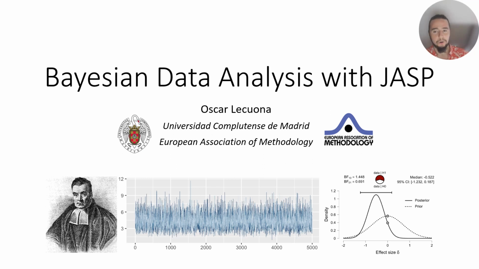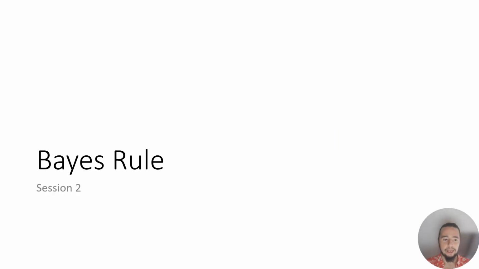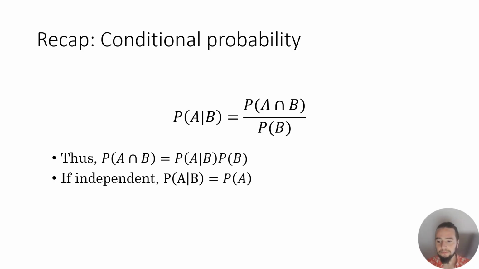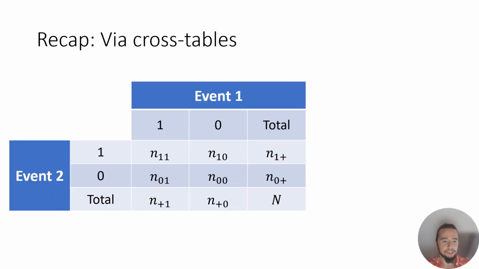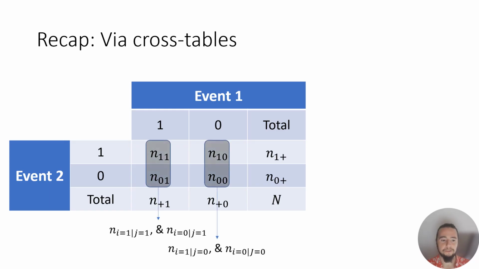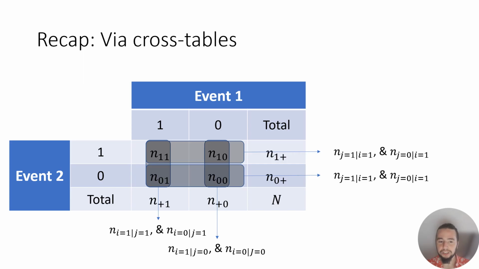Hello again. So now we will move on into Bayes rule. That is going to be the core of the course, so we need to understand it very well. And you will see that it's very simple and very elegant. So, quick recap: we have the conditional probability that has this formula and also these two properties. And we can understand it via cross tables with marginals and conditioned frequencies and also probabilities.